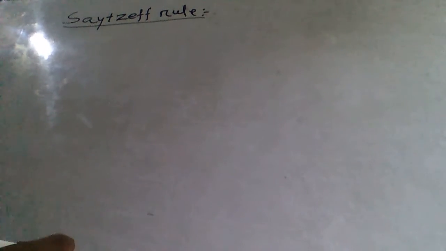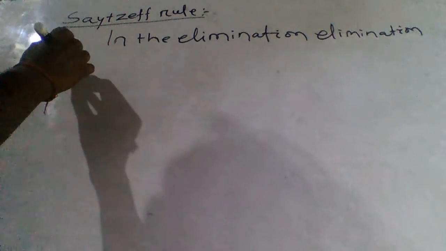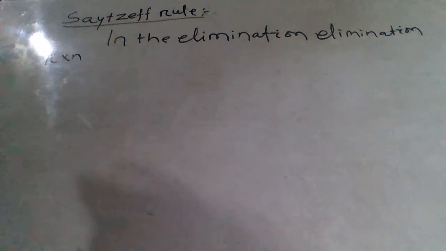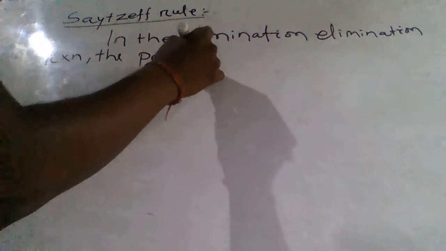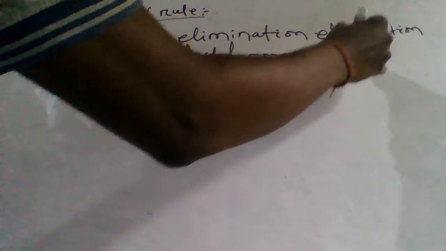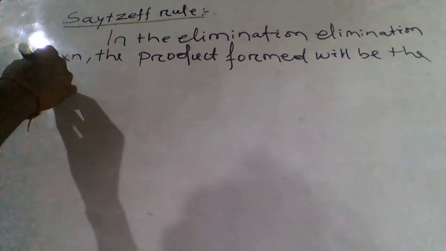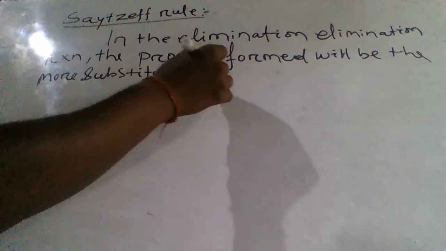What is the Saytzeff rule? In an elimination reaction, the product formed will be the most substituted alkene. In the elimination reaction, the product formed will be the more substituted alkene.